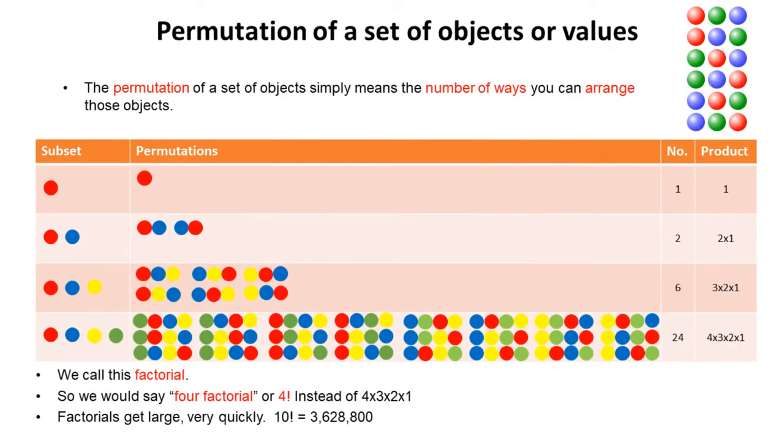Now, the third concept we wanted to cover was the permutation of a set of objects. This is simply the understanding that the permutation of a set of objects is the number of ways you can arrange those objects. We call this the factorial. If you've done maths, you might be familiar with this. We would say 4 factorial, or we'd write it 4 exclamation mark, and this means 4 times 3 times 2 times 1. You can notice here that factorials get large very quickly. Indeed, if we took 10 objects and found all the various permutations, all the ways of arranging those 10 objects, it would be 3.6 million variations or permutations.